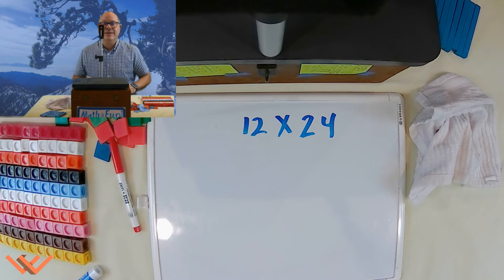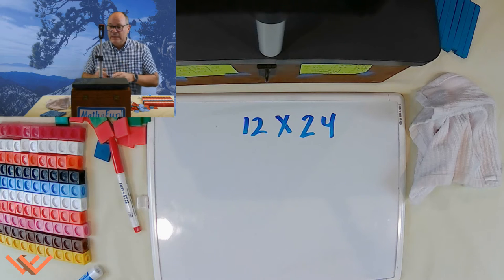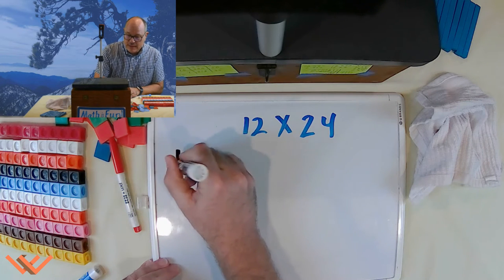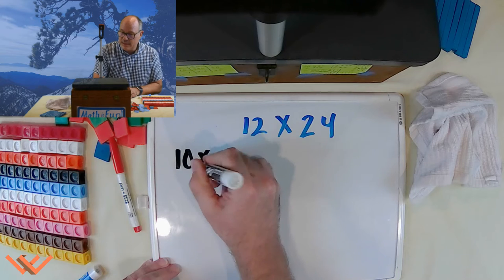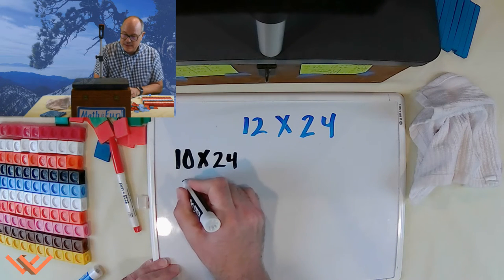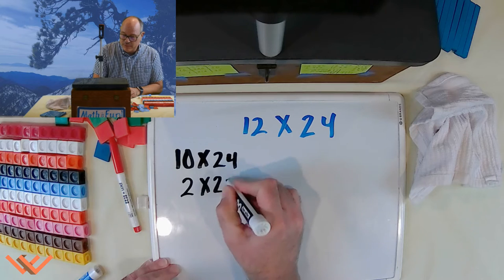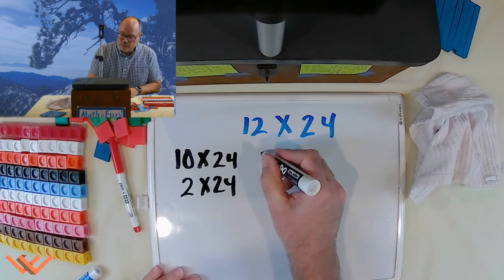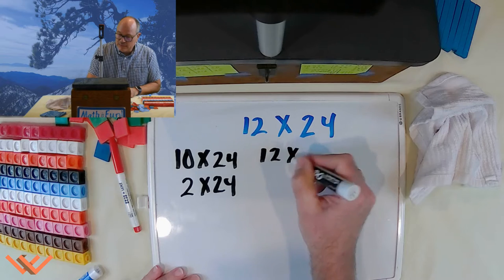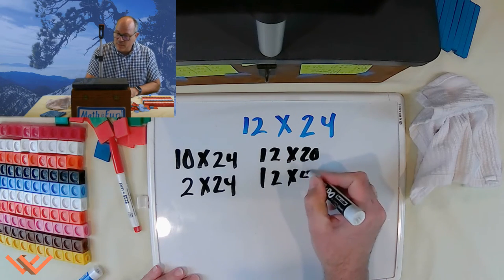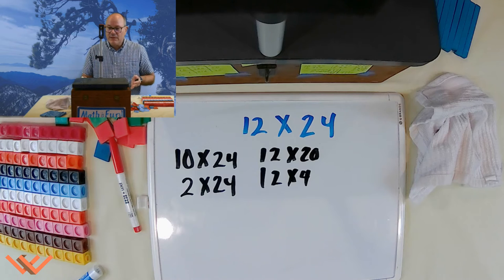So we're going to use the distributive property, and that could be done different ways. So I could have 10 times 24 and 2 times 24. See how I distributed it? Or I can have 12 times 20 and 12 times 4. Well, let's take a look at it either way. Let's just work it out.